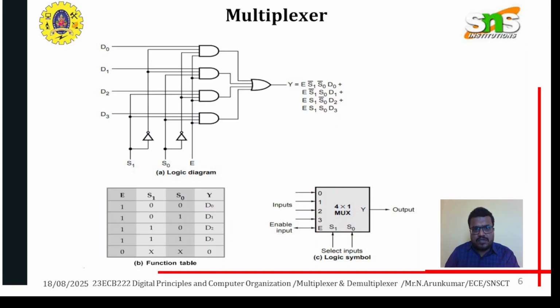For example, for D0 the value is S1 bar and S0 bar. The same value will be given in the table. For example, 0 0 means S0 bar, S1 bar. So with S0 bar, S1 bar, the term will be 1, and then it will be considered as D0. A 0 means there is no value. Like this, all the values will be calculated based on the input signals D1, D2, D3 up to the 4 values.